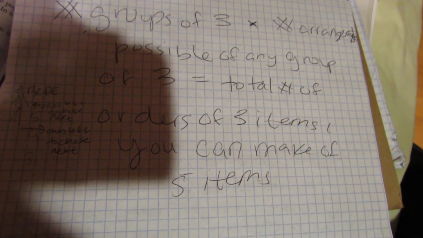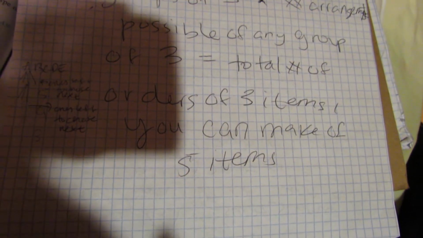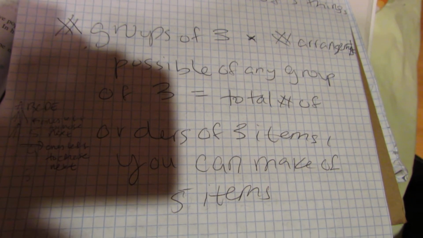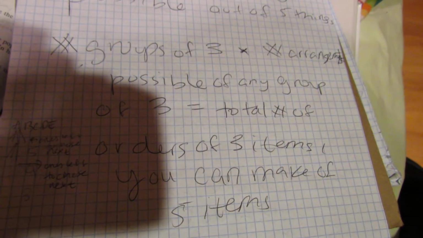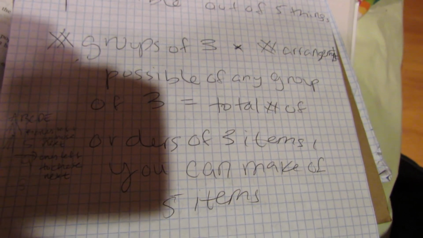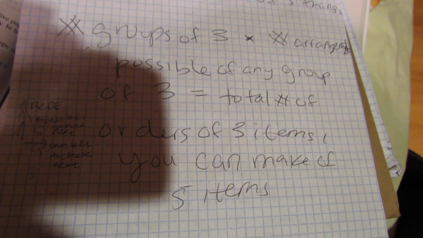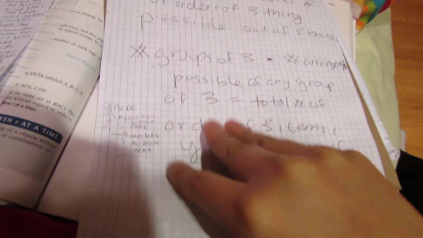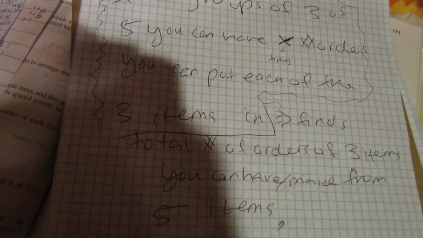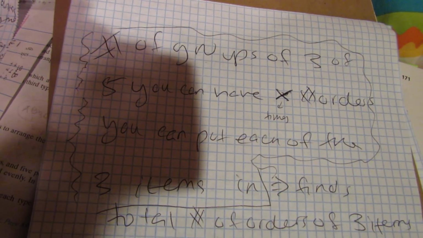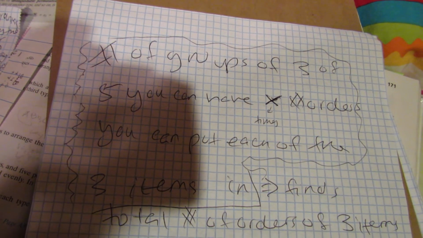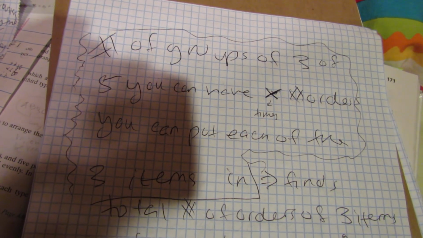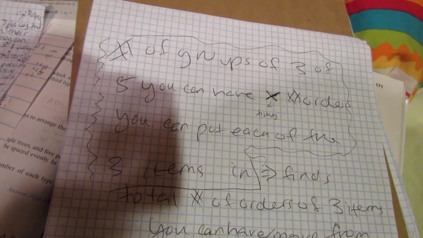So given we know this, if we have figured out the total number of orders of 3 items you can make in 5 items, which we did on the other side doing 5 times 4 times 3, then we could find out how many groups of 3 there were. So it's strange because we talked about the definition of what we were doing here. Number of groups of 5 you can have times number of orders you can put each of the 3 items in gives you the total number of orders of 3 you can have in 5. Which we said we could do like this.